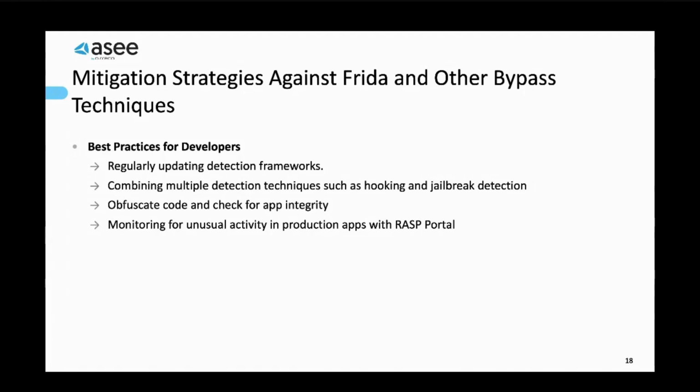With this Hopper tool, the attacker could also change the app and change its integrity. So we also recommend checking for the app's integrity, if it's properly signed, if it hasn't been tampered with. And we also recommend monitoring for unusual activity, for example, with our RASP portal, which in real time showcases users that have threats that might expose their sensitive data.